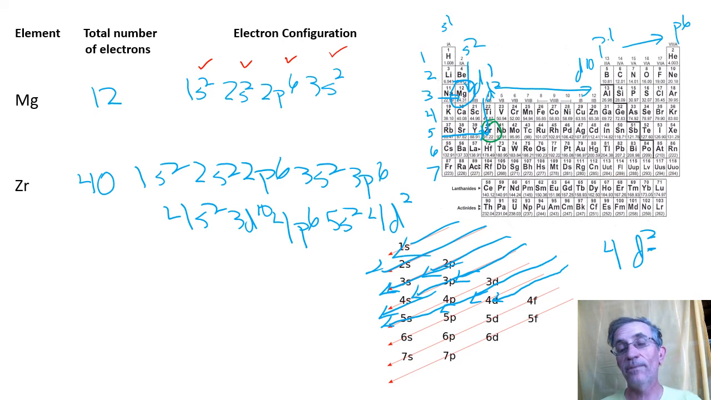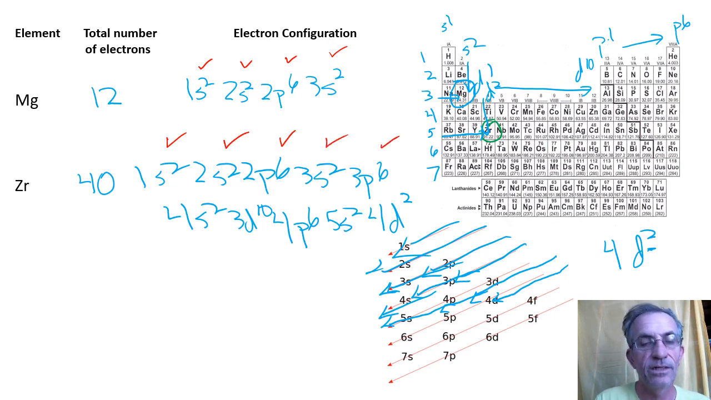Now let's confirm we got it right, because all those exponents should add up to 40. 2, 4, 10, 12, 16, 20, 30, 36, 38, 40. That's the right answer. All right, so with that, that's all we're going to do on this topic.